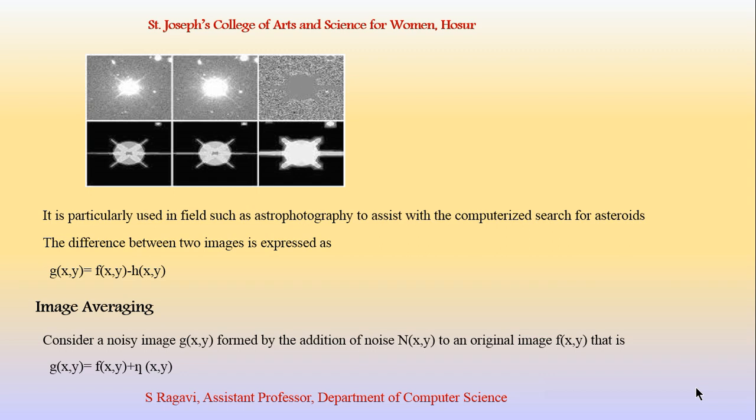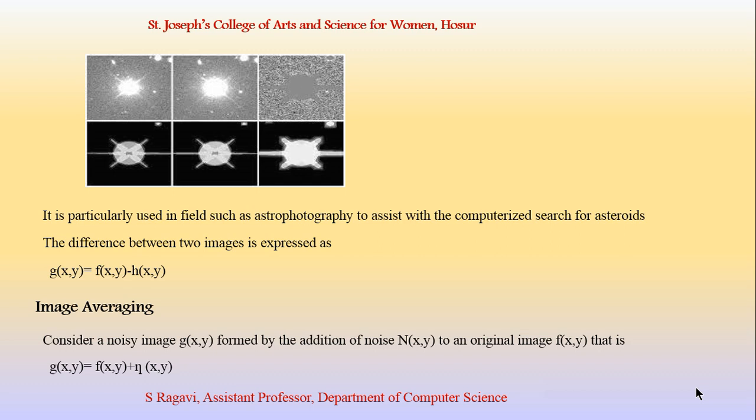The difference between two images is expressed as g(x,y) = f(x,y) - h(x,y), where f(x,y) is the first image. The resultant image that we get is g(x,y).